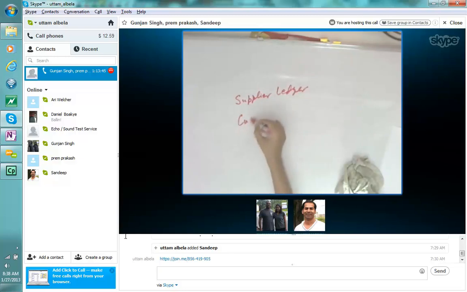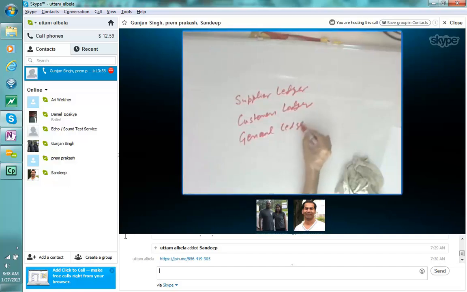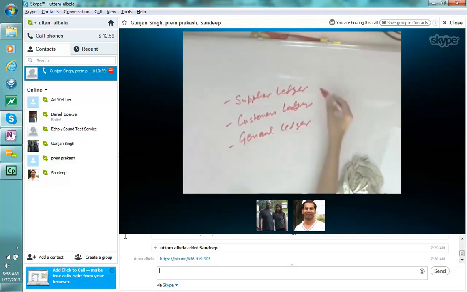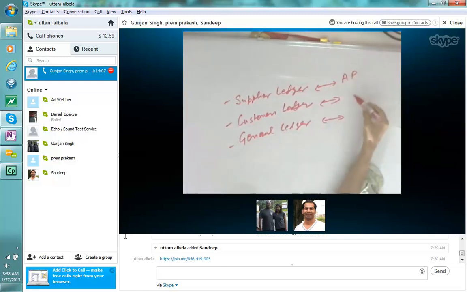And there is something called customer ledger. And there is general ledger. So these are the 3 main ledgers. And correspondingly, in a computerized accounting system, there are 3 different modules. This module is called AP, this module is called AR, and this module is called GL.